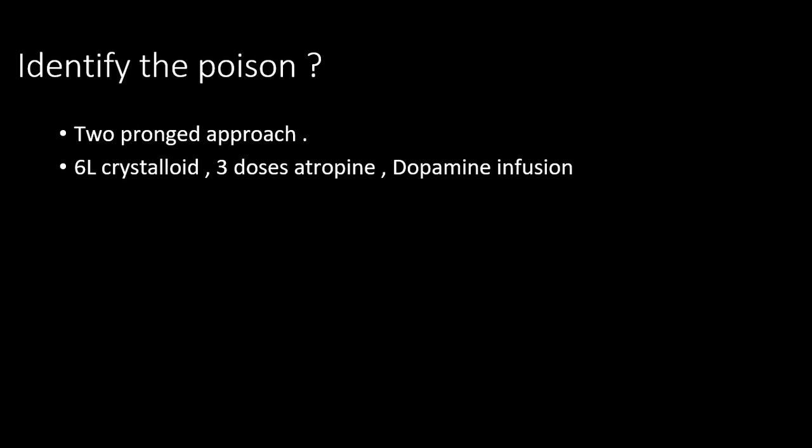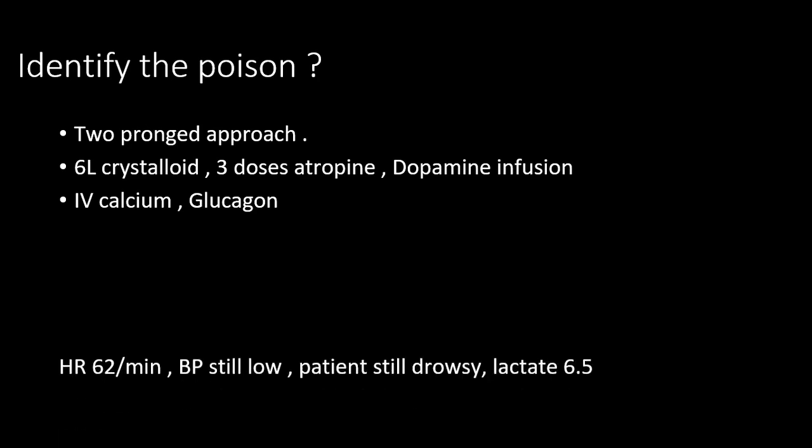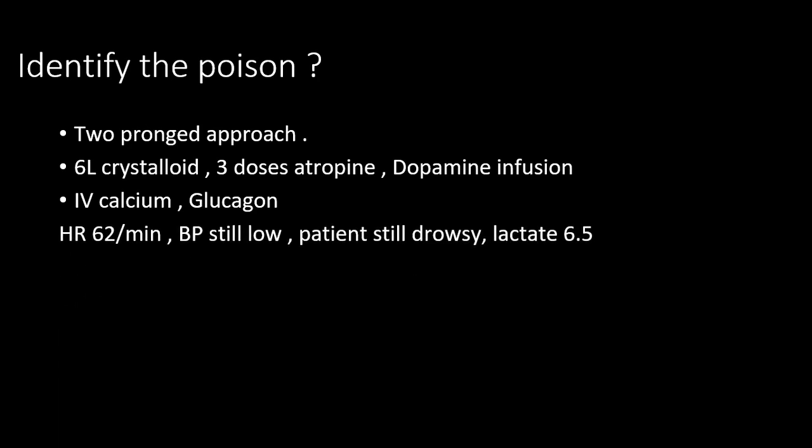What is the next thing which you want to do after this? Sugar is normal. Okay. So you want to give calcium, you want to give glucagon. Okay, why do you want to give glucagon? What is the treatment of beta blocker poisoning? Glucagon or insulin? Okay, so heart rate improved to 62, BP is still low, patient is still drowsy. His lactate has just marginally improved to 6.5. Now what do you want to do next?